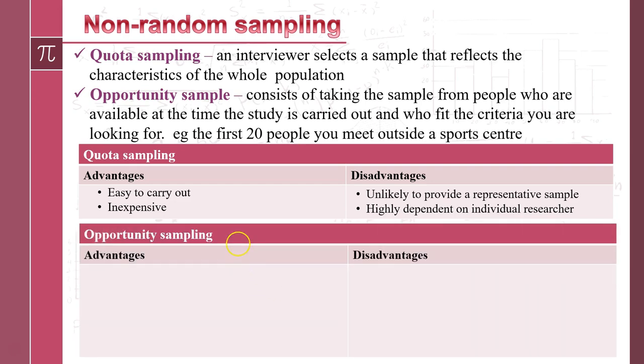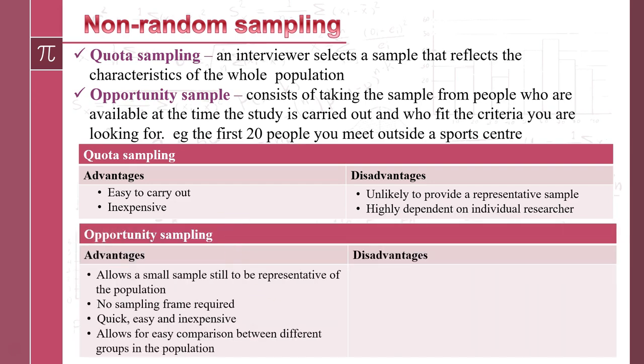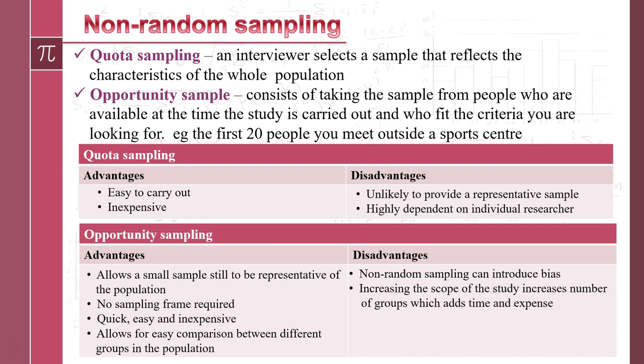And for opportunity sampling, the advantages are it allows a small sample still to be representative of the population. We don't need a sampling frame. It's easy, quick, inexpensive to do, and allows for an easy comparison between different groups of the population. And the disadvantages, again, we can introduce bias and increasing the scope of the study, increase the number of groups, which means it gets more time consuming and expensive.